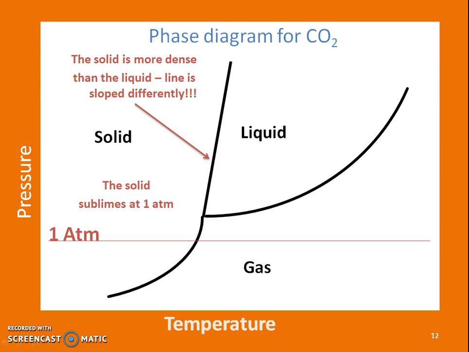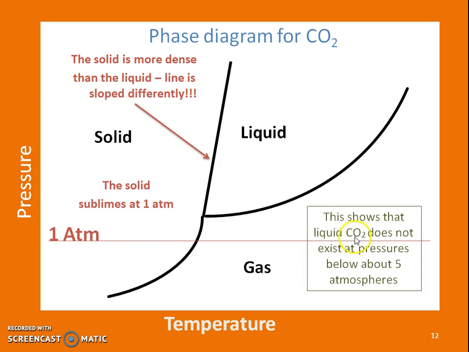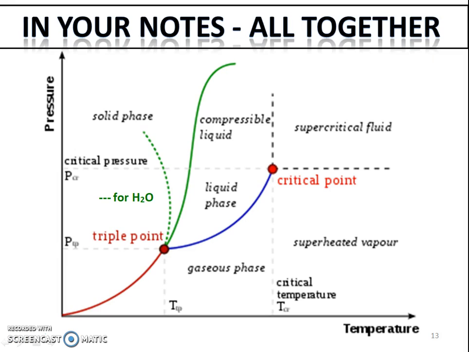So for CO2, that's where the solid is more dense. And most of your phase diagrams look like this. So we want to also remember that this is 1 atmosphere. And at 1 atmosphere, we know then that liquid CO2 does not exist at pressures below 5 atmospheres, right? So if we have 1, there's no way we're going to have liquid CO2.